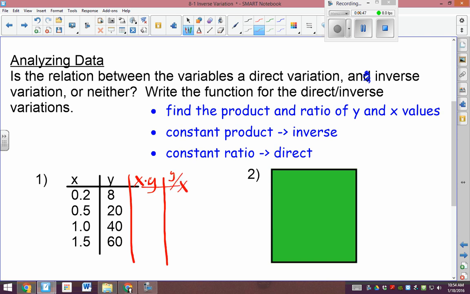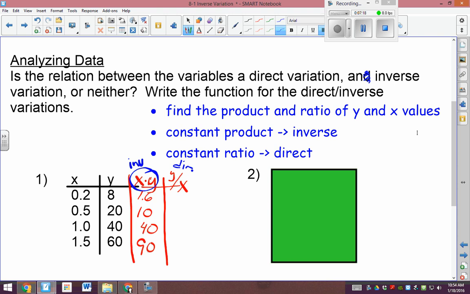All right, so should we do all the x times y's first? Sure. So if we do 0.2 times 8, we get 1.6. If we do 0.5 times 20, we get 10. If we do 1 times 40, I hope you know that one. And then I bet you know the next one too, that's 90. Those are not all the same, so that tells us that this is not an inverse variation because those are not constant with a k.